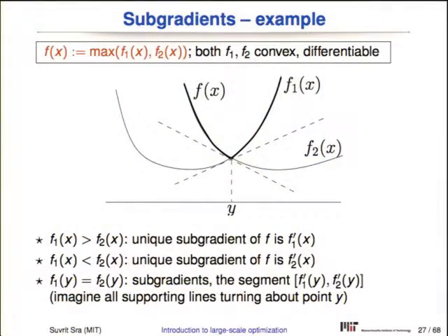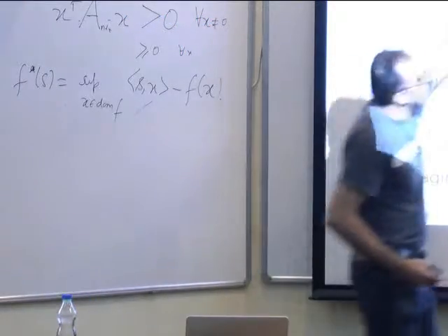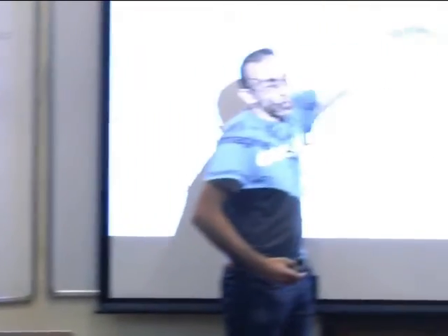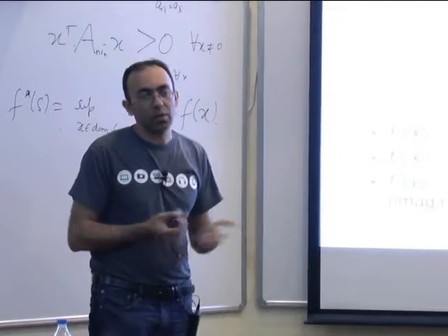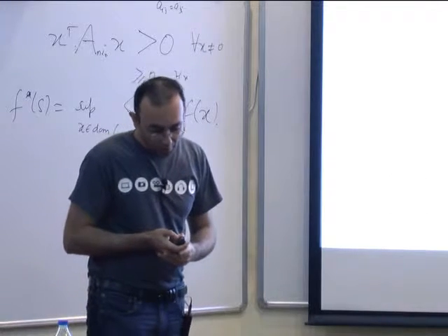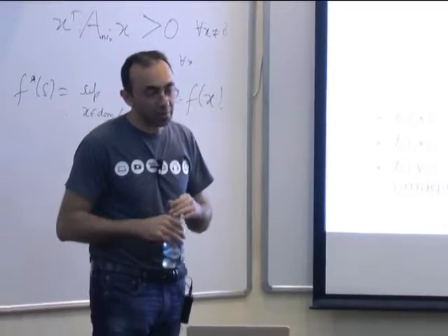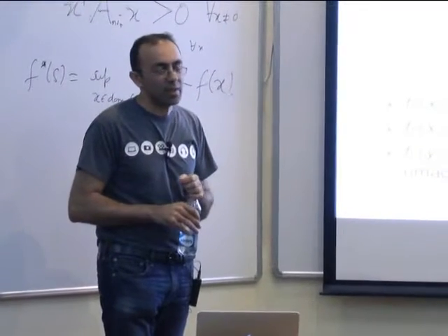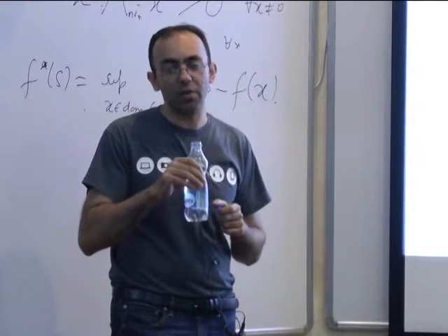And at the point where they are equal, you have essentially all these lines that turn around that point. Those slopes, which are here just real numbers, happen to be the subgradients. So that's showing that we do like to take the max, but max is in some sense one of the most non-smooth, non-differentiable types of functions that we have.